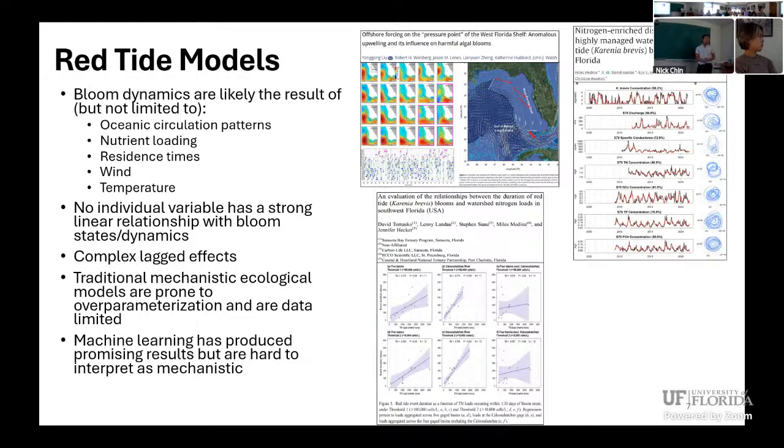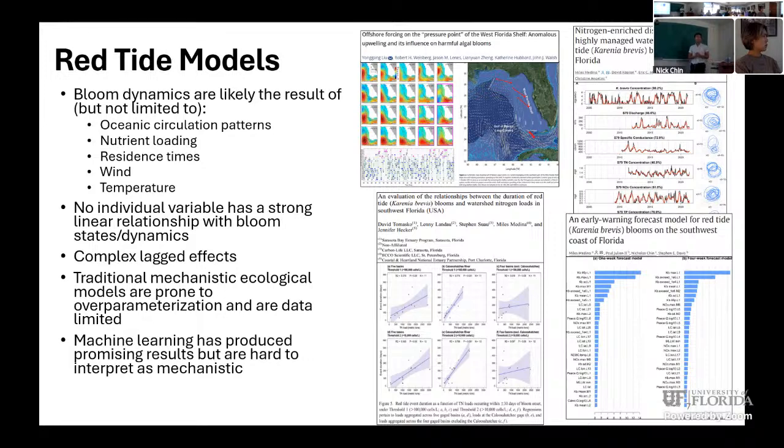There have been some studies linking nutrient loading and watershed inputs to red tide, showing this complex lagged effect through phase space diagrams and the intensification of these blooms, likewise showing nitrogen loading from Lake Okeechobee and the correlation between that and the intensification of these blooms. And finally, there have been a few machine learning studies that have taken all these variables into account alongside other climate conditions like wind and temperature, showing the importance of some of these variables to the intensification of these blooms. And what a lot of these studies have identified is that there's no individual variable that has a strong linear relationship to bloom events.